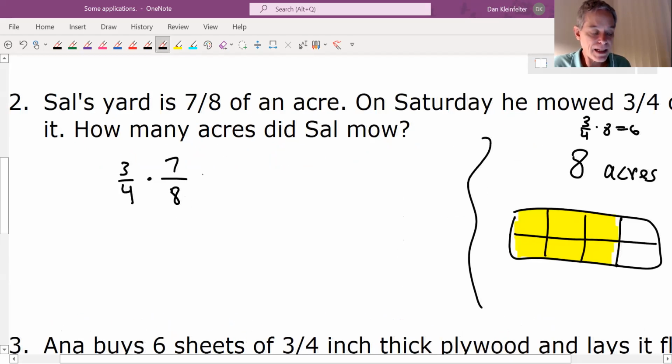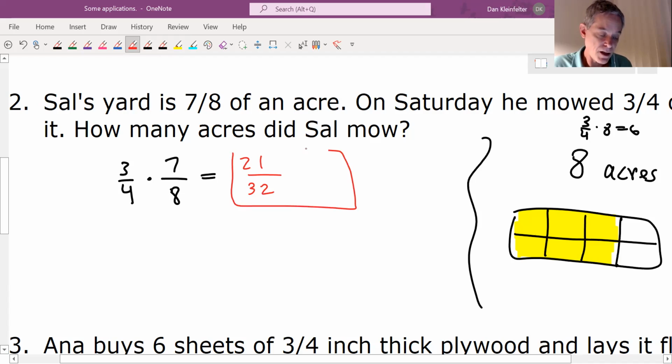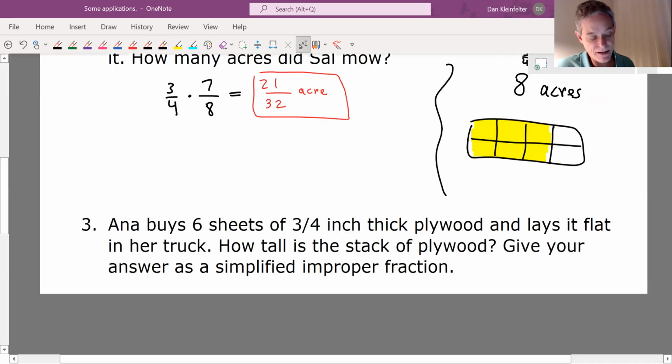Okay, once you've got the plan, to finish is not so bad. Any simplification? Doesn't look like it, right? Okay, nothing to do with the 4 and the 8, and so we'll just multiply across. 3 times 7 is 21, and 4 times 8 is 32. So it's 21/32 of an acre. All right, last example, and then we're all done.